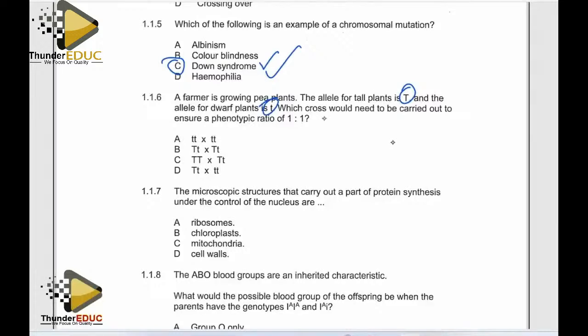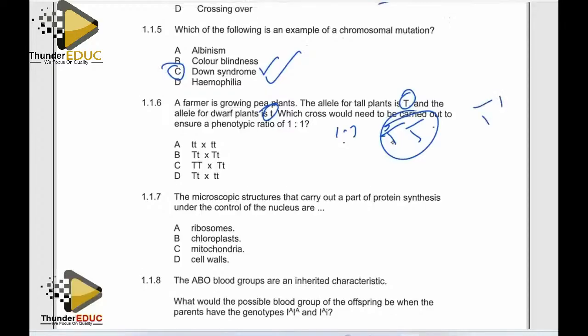Which cross would need to be carried out to ensure the phenotypic ratio is 1:1, meaning that I have to get the black and I have to get the white. So in this case, you cannot cross capital T with capital T. You can't cross capital T and small t either, because all of them are going to be one color. So definitely one must be at least heterozygous.